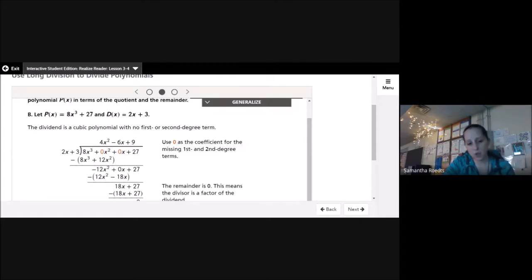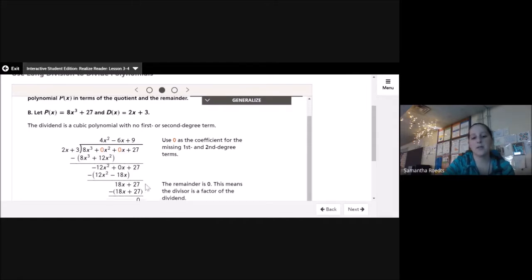I ask myself, 2x times what gives me negative 12x squared? Well, negative 6x gives me negative 12x squared. So minus 6x goes up top. I multiply. Negative 6x times 2x gives me negative 12x squared. And negative 6x times 3 gives me negative 18x. I then subtract. Negative 12x squared minus a negative 12x squared gives me 0. 0x minus a negative 18x gives me a positive 18x plus the 27 I bring down.